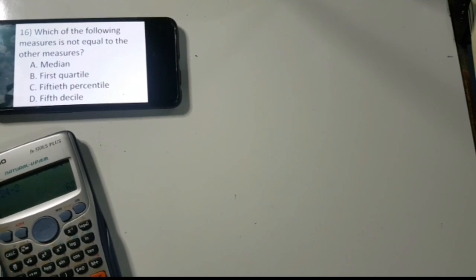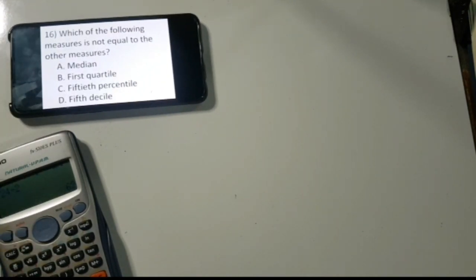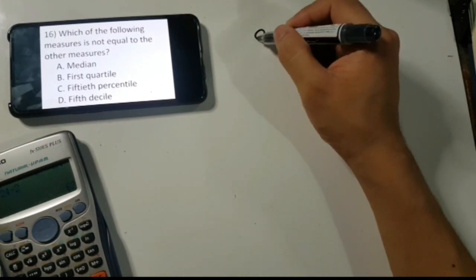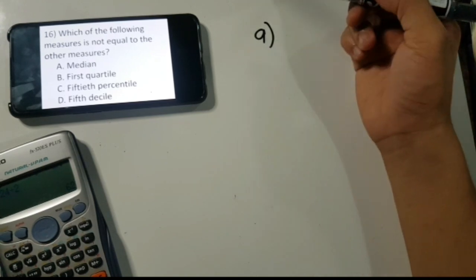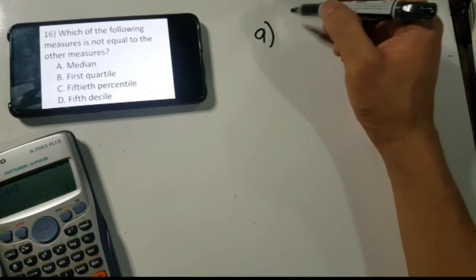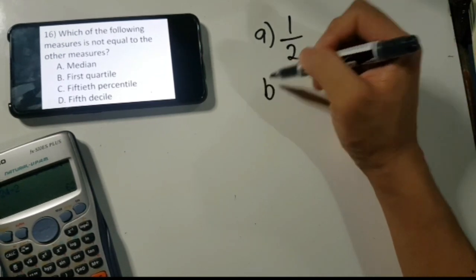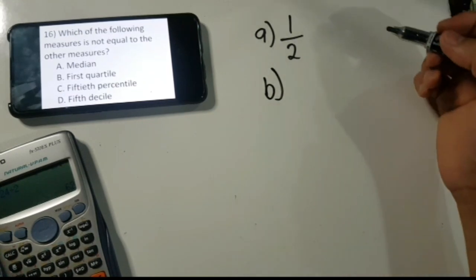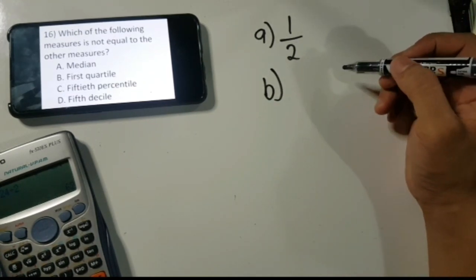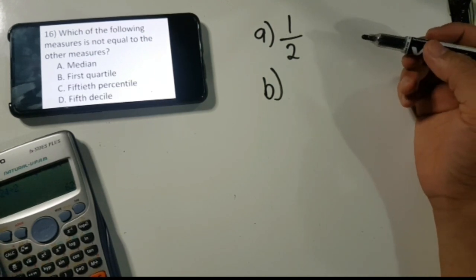Next question. Which of the following is not equal to other measures? So, paano po ba natin sasagutan ito? So, try muna natin sa letter A. So, si median is the half of the given set of data. So, therefore, that is 1/2. Next, si B. Si quartile po is divided into 4 equal parts si data. Dinidivide si data into 4 equal parts.